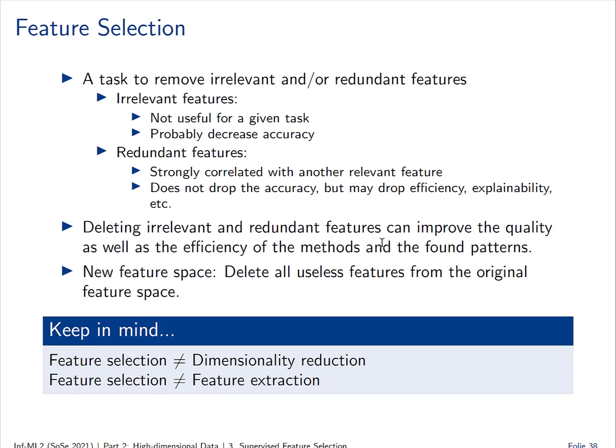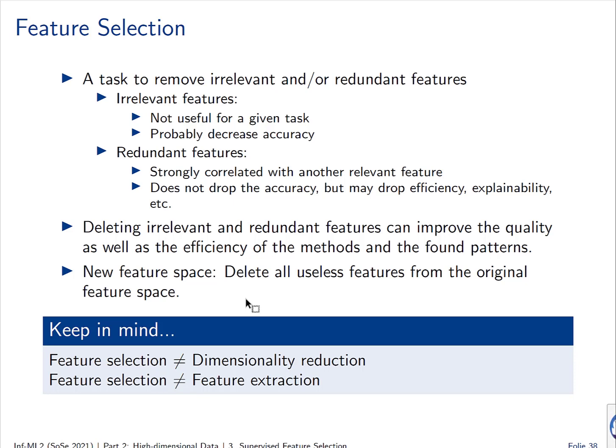Deleting irrelevant and redundant features can improve the quality and the efficiency of the methods, and of course also the quality and the interpretability of the patterns that we find. That means we try to come up with a new feature space where we delete all useless features, useless in the sense of above, irrelevant or redundant, from the original feature space. So we do not come up with new features, but we work with the original features, and simply evaluate for each original feature whether it is useful or not. Is it redundant? Then get rid of it. Is it irrelevant? Then get rid of it.